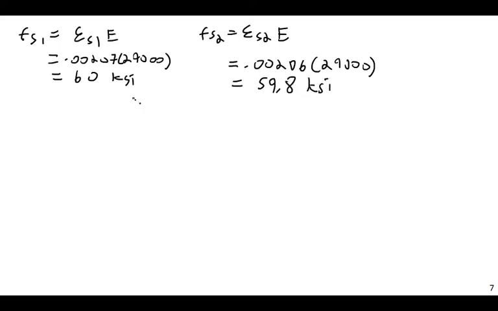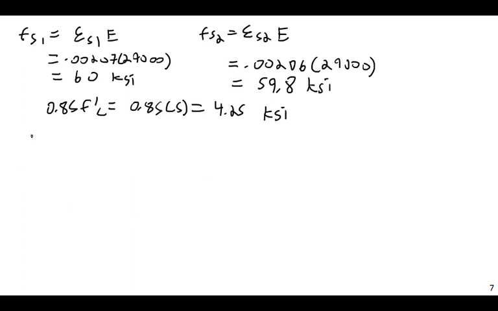Then if I want to get the stress in the concrete, it's 0.85 F prime C. So the stress in the concrete is 0.85 times 5, and this is going to be 4.25 KSI. So basically, this is the strain, these are the stresses the steels are going to be under, and this is the stress our Whitney stress block is going to be under.